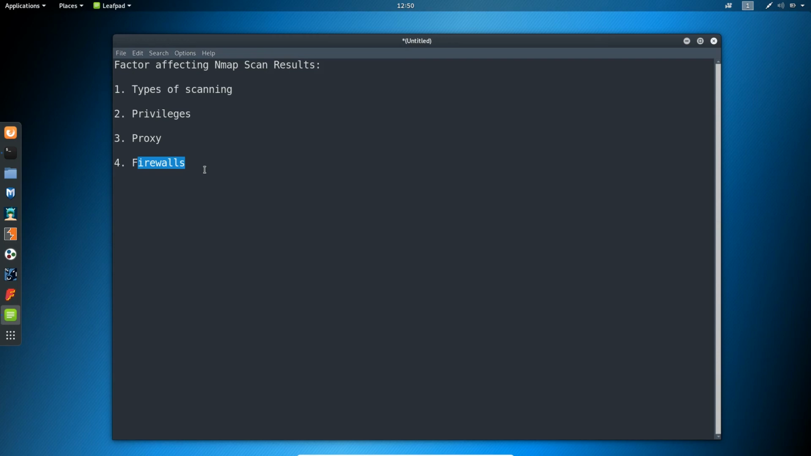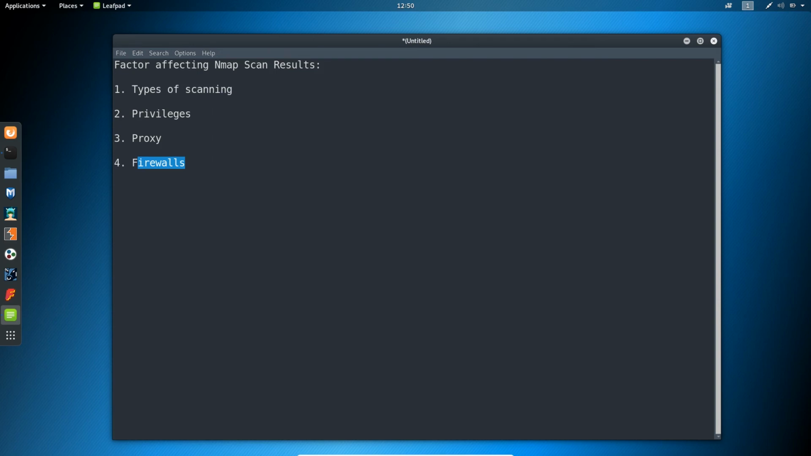Based on this, there can be 6 types of port status: open, closed, filtered, unfiltered, open filtered, and closed unfiltered. So, these are a few common factors that will be affecting Nmap scan results.